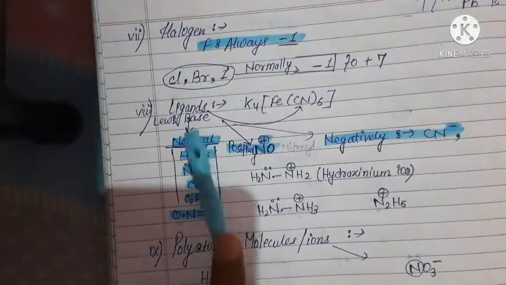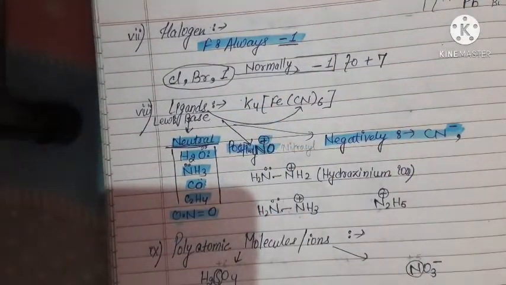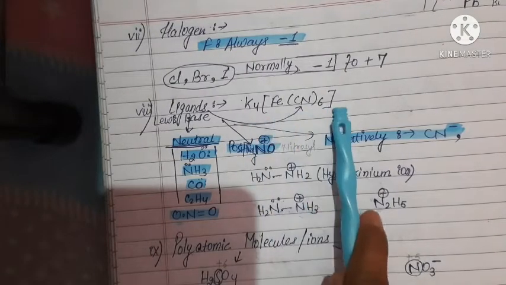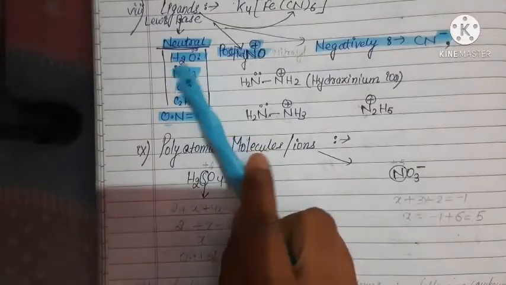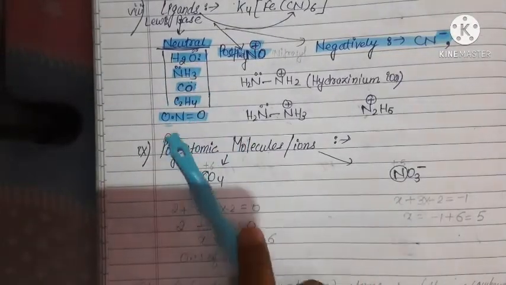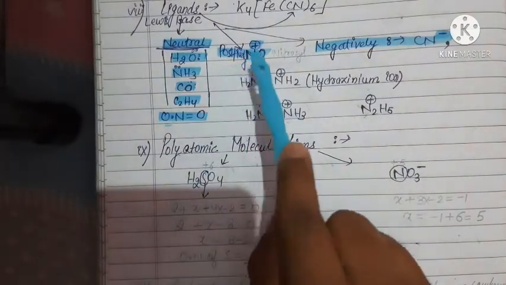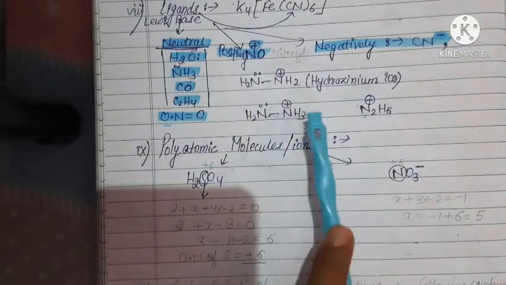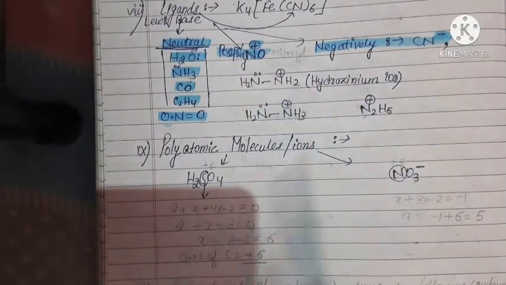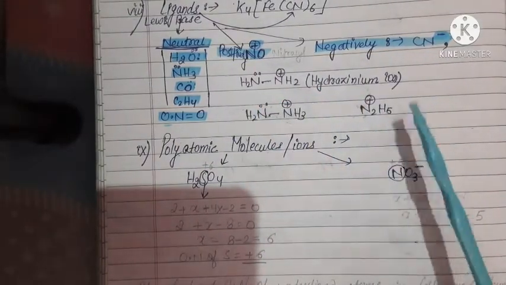Okay. Now ligands. In coordination chemistry you have read a lot about ligands. They are Lewis bases. Now K4[Fe(CN)6], neutral ligands like H2O, NH3, CO, C2H4 have oxidation number of 0. Positively charged, NO plus, nitrosyl; negatively charged, cyanide. Now hydrogenium ion plus, and N2H5 plus.